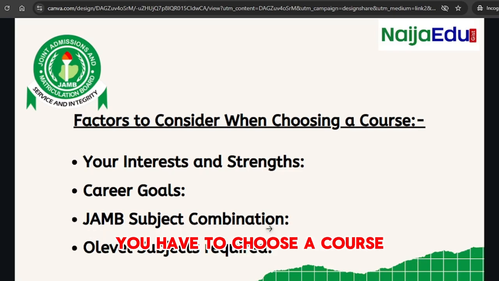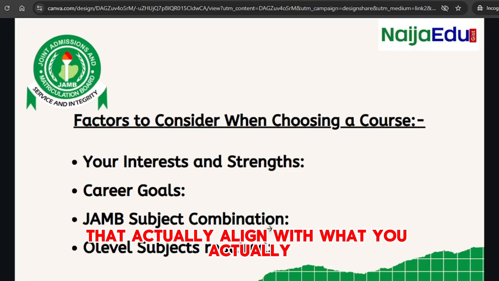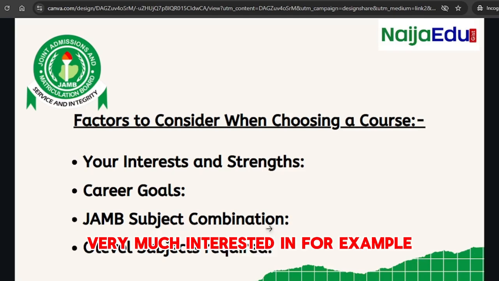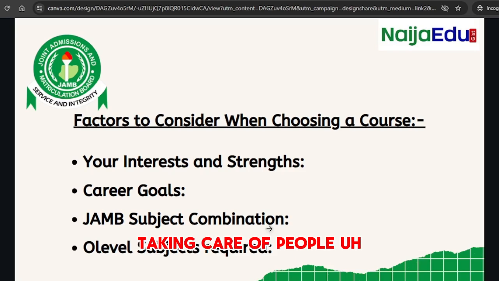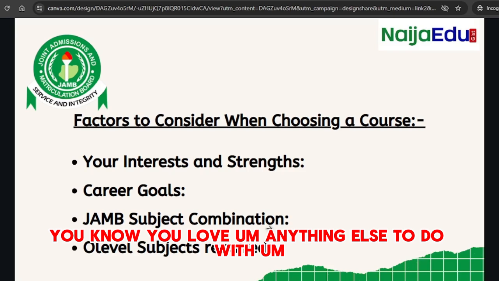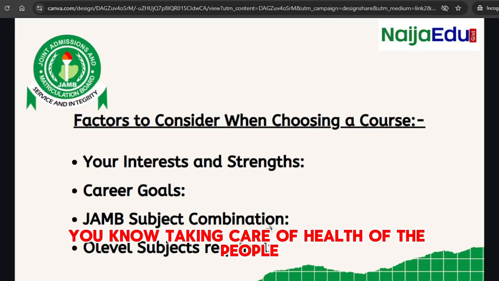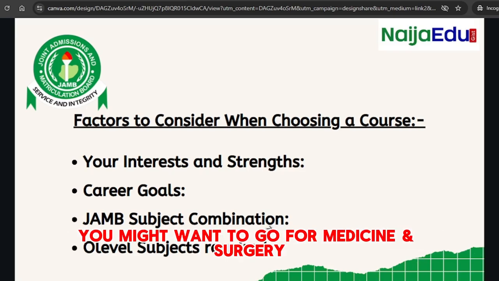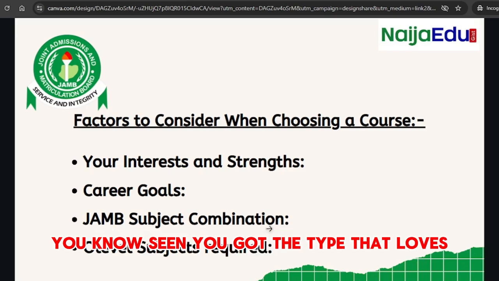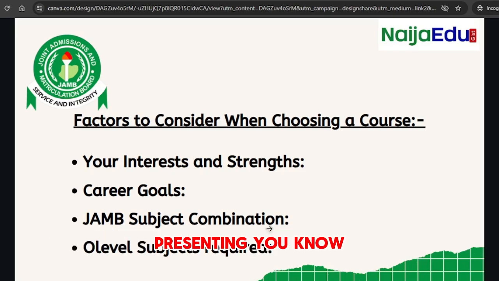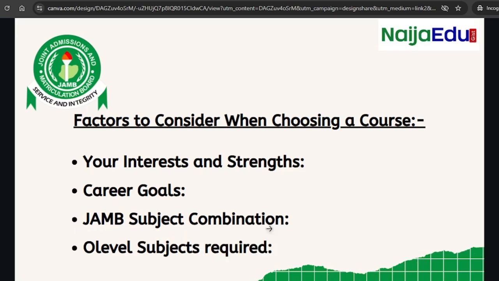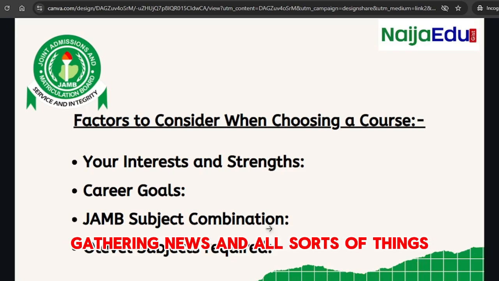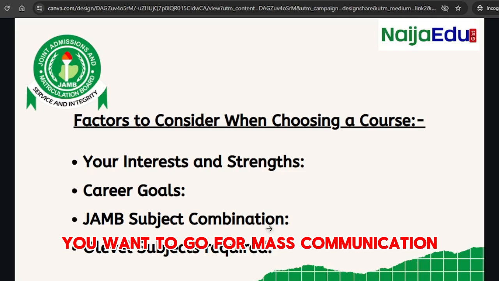You have to choose a course that actually aligns with what you are very much interested in. For example, if you are interested in taking care of people, you love anything that has to do with taking care of the health of people, you might want to go for medicine and surgery, nursing. If you love presenting to people, or maybe you love content creation, presenting news, gathering news, and all sorts of things, you might want to go for mass communication.